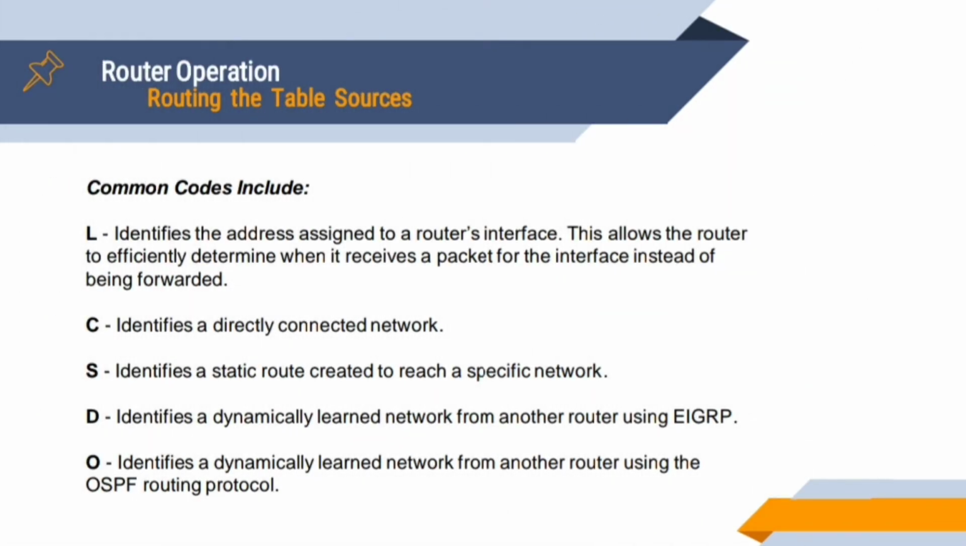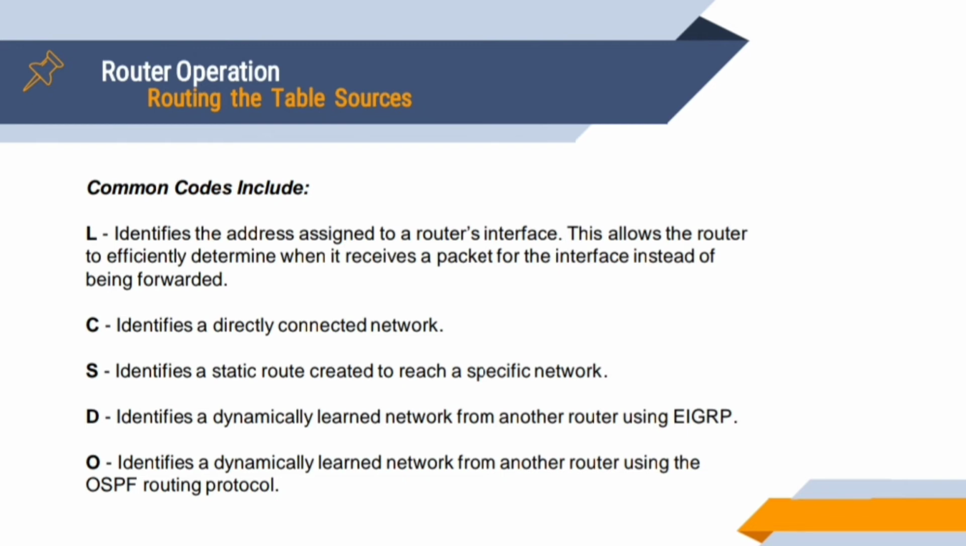Now we move on to the routing table sources. The sources of the routing table entries are identified by a code. The code identifies how the route was learned. For instance, common codes include first L, which identifies the address assigned to a router's interface. This allows the router to efficiently determine when it receives a packet for the interface instead of it being forwarded.